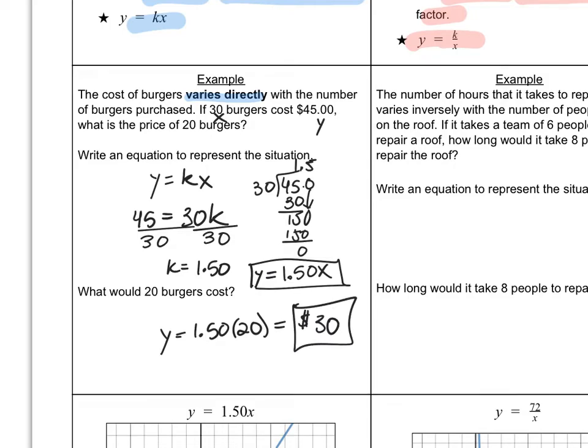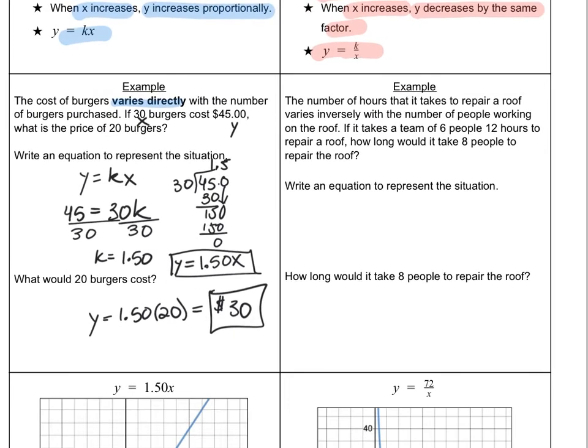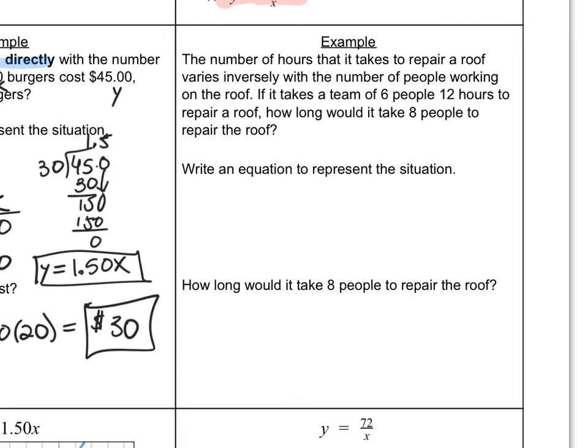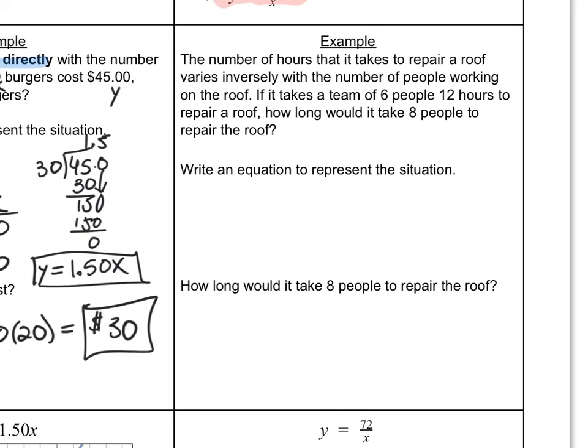Now let's look at inverse variation. For inverse variation, I've got an example that says the number of hours that it takes to repair a roof varies inversely with the number of people working on the roof. That makes sense. If I have more people working on a job, the job should be done more quickly. If it takes a team of 6 people 12 hours to repair a roof, how long would it take 8 people to repair the roof?